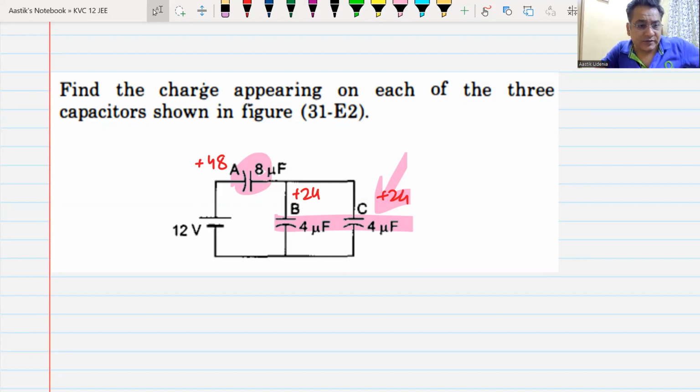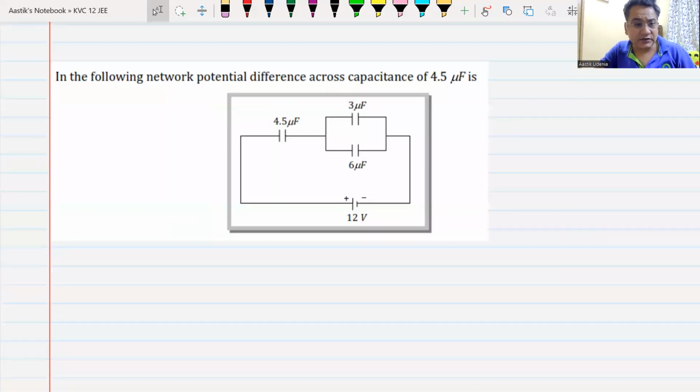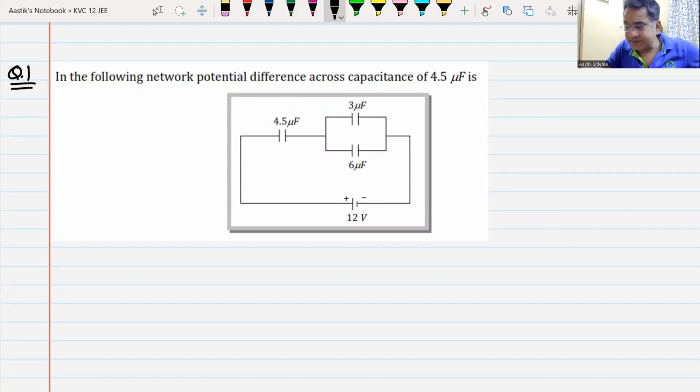Okay, now just to recap, because I don't know how many of you would remember, let me give you this question and I'm expecting an answer pretty quickly, and then we will move on to the other types of questions and how they are asked. So this is the question: in the following network, you have to find the potential difference across the 4.5 microfarad capacitor. This is the first question that we are going to deal with. I need the answer quickly. Your time starts now. I'll give you 2 minutes.